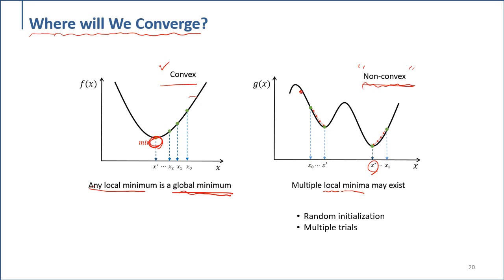When you start from somewhere here or somewhere here, you will converge to this local minima. And if you start from here or somewhere in here, you will converge to this other local minima. So for a non-convex problem, multiple local minima may exist, and to obtain the global solution, you need to randomize initialization, and you should do multiple trials.